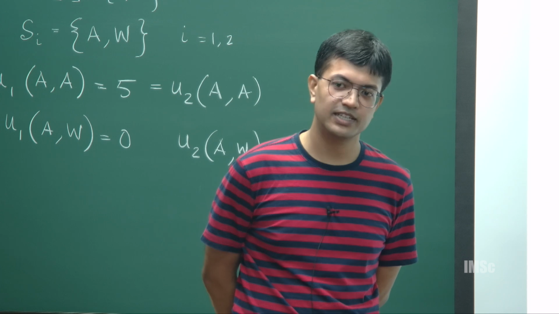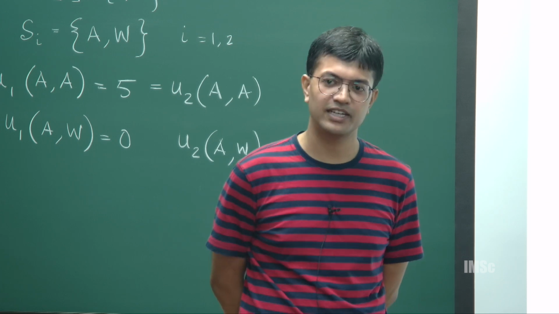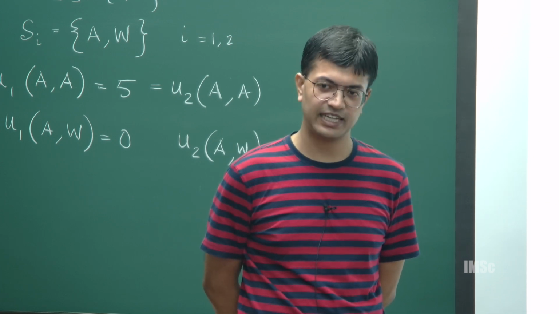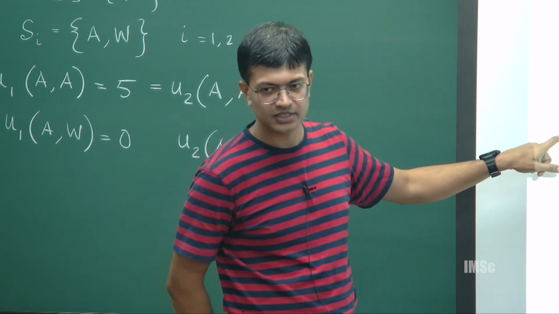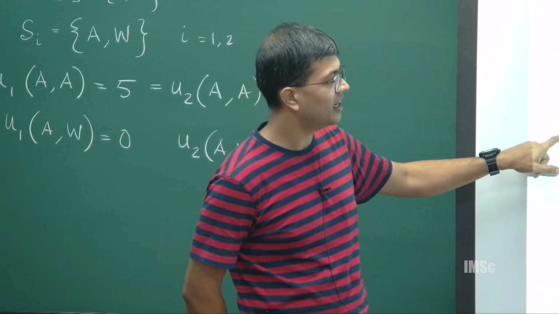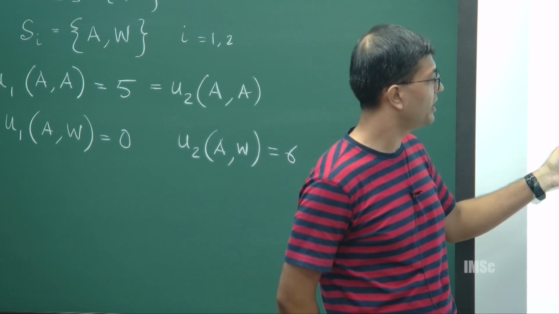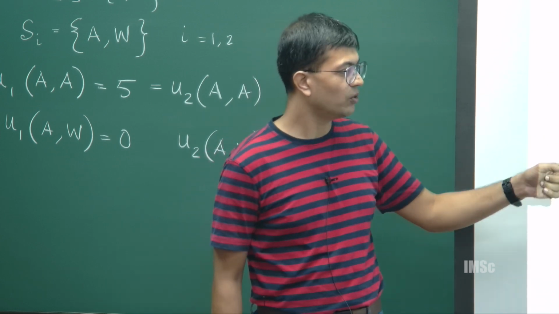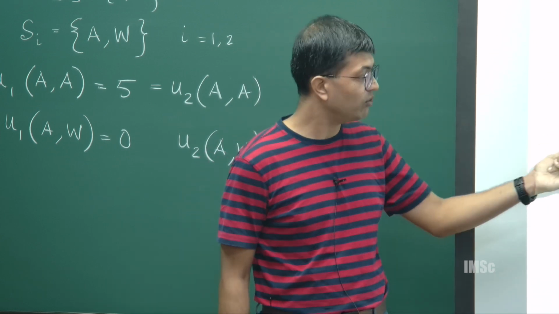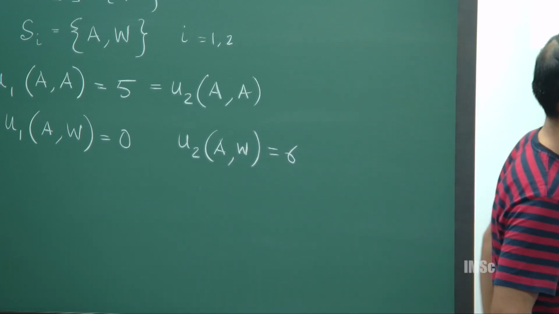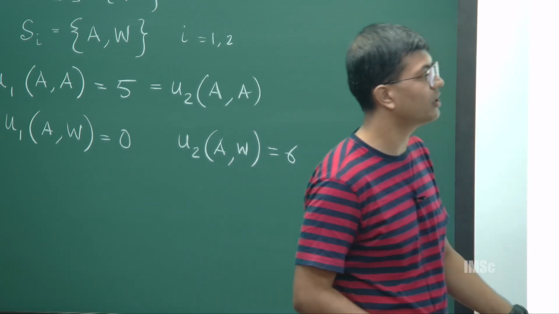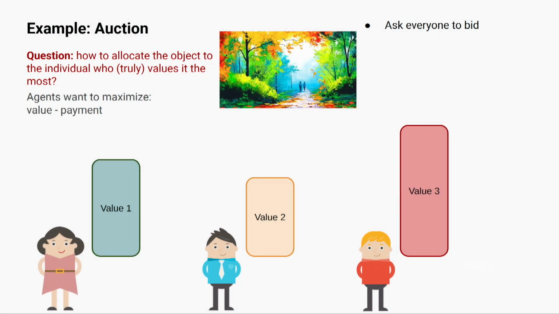So, we are assuming that these players are those game theoretic players who are trying to maximize their utility, which is the value minus the payment, right? And in a way, I want to ensure that if they report their valuation in a truthful manner, then only they maximize this. Let us take an example and then we will analyze this. So, let us take this particular protocol.